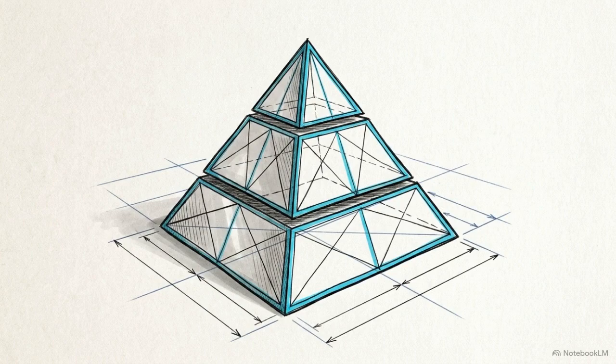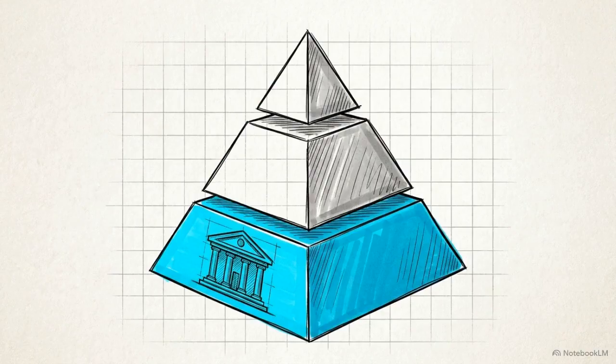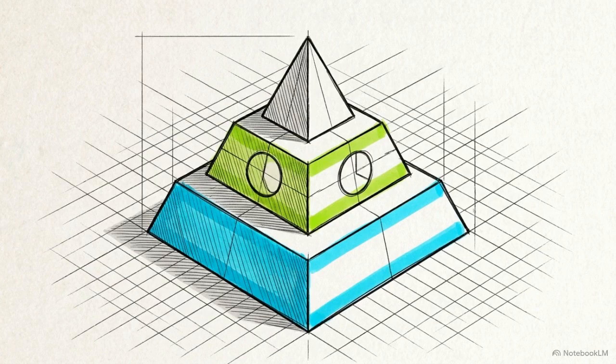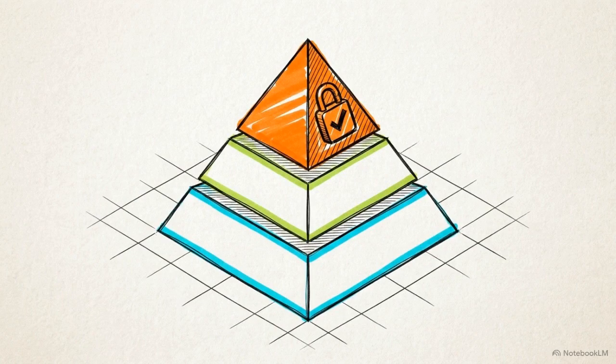Protecting your career and surviving an audit requires mastering 3 architectural layers. First, legal governance. Second, entity separation. And third, rigorous internal controls.